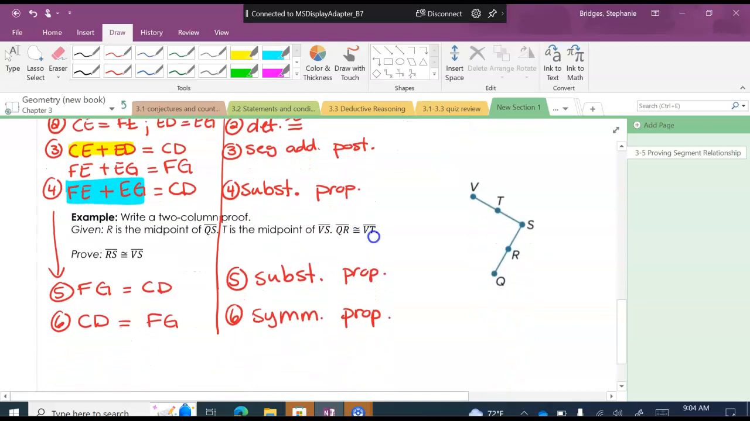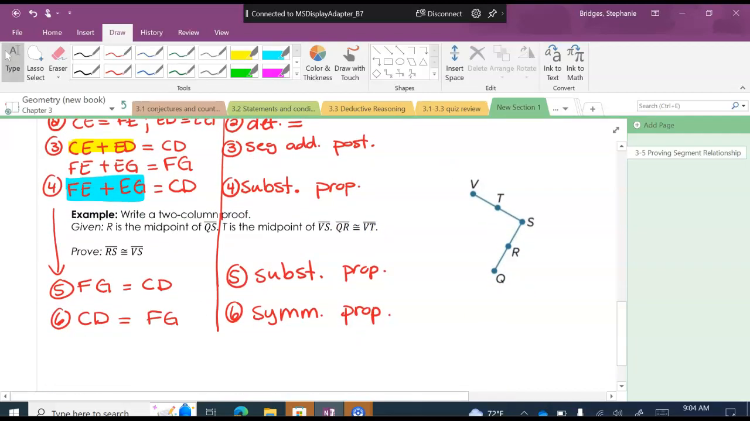Okay. And then again, I have to have it look exactly like my proof statement. Right now it says CD equals FG. What does my proof statement say? CD is not equal to, but congruent to. So the last step is going to be to say that CD is congruent to FG. And what reason says we can say something, if something is equal, then it's congruent? The definition of congruence.